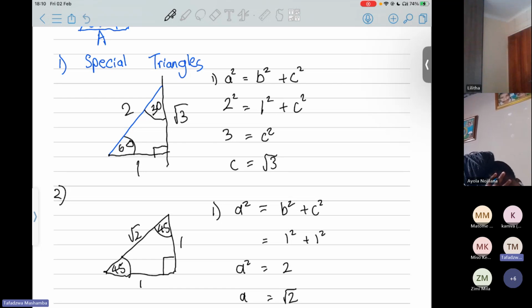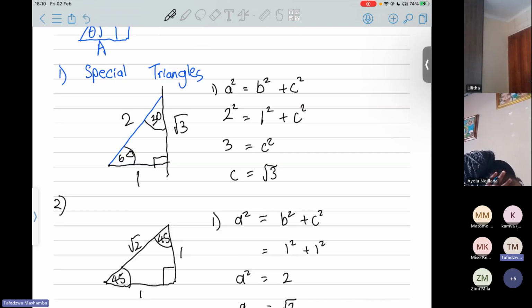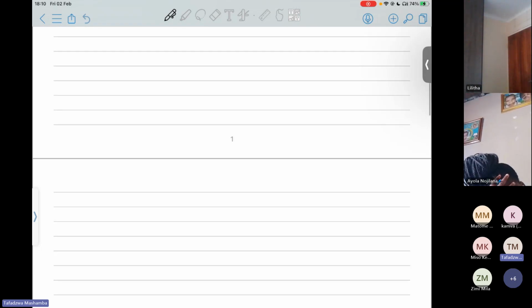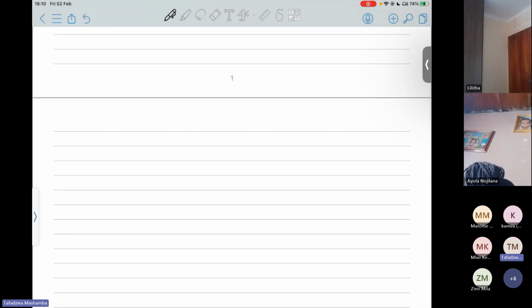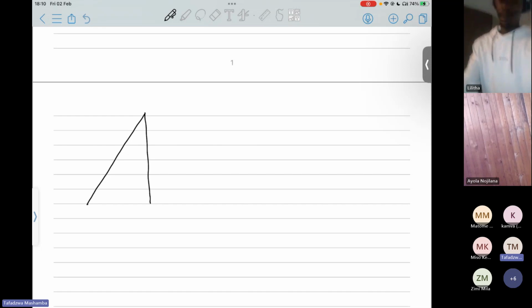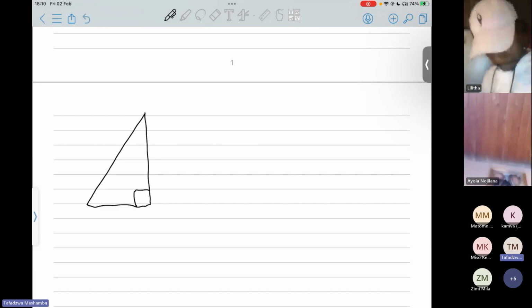Okay, so once we know that there are special triangles involved with this, we can also start giving a general idea of what to expect with regards to these Pythagorean triangles. So for example, if I draw a triangle like this, I can start making rules with this.